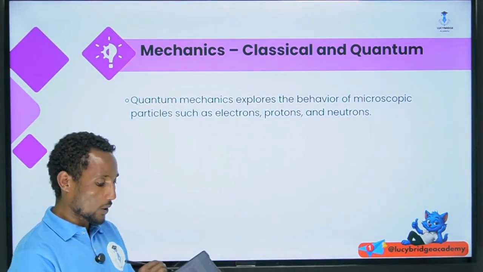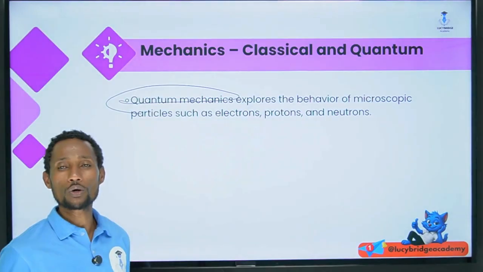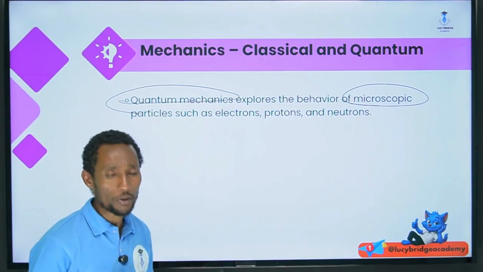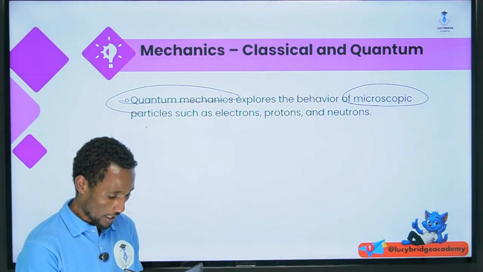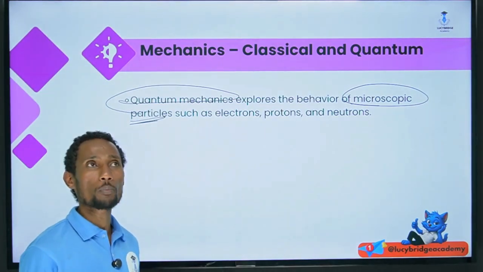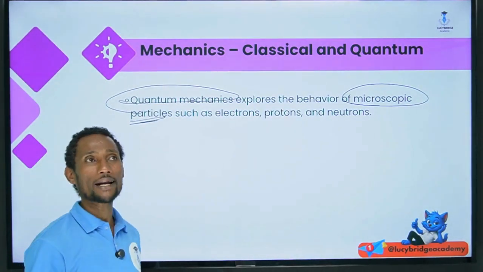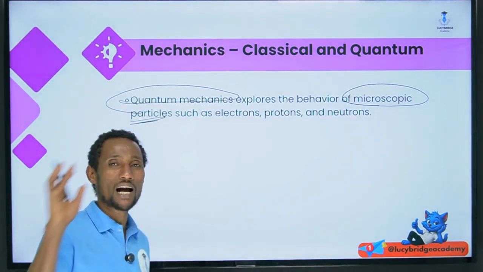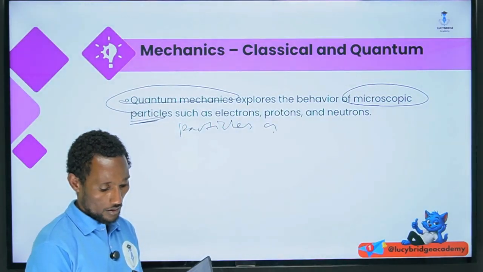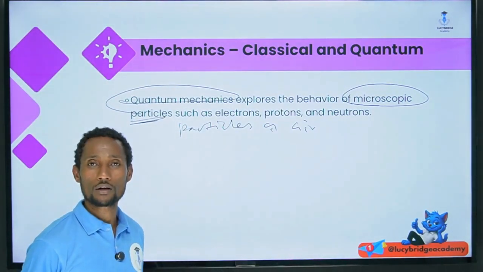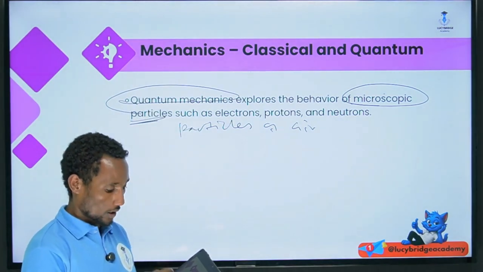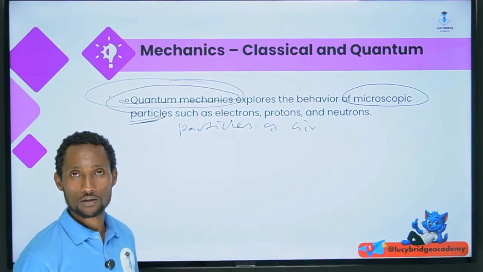Whereas in quantum mechanics, we also explore the motion of bodies having microscopic particles, such as electron, proton, and neutron, and also microscopic particles that we can't see with our naked eye, like the particles of air in our surroundings, which can be characterized as quantum mechanical objects.